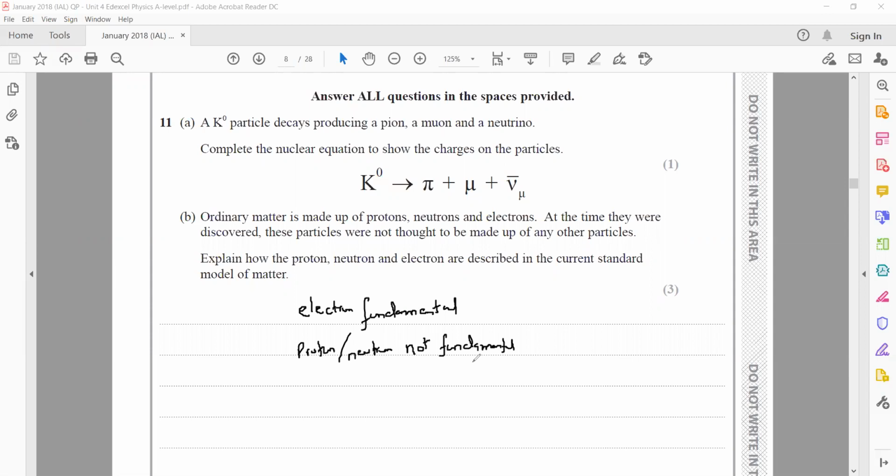And what are they? Electrons are leptons. And what are proton and neutron? Because they consist of three quarks, we call them baryons. Is it clear?